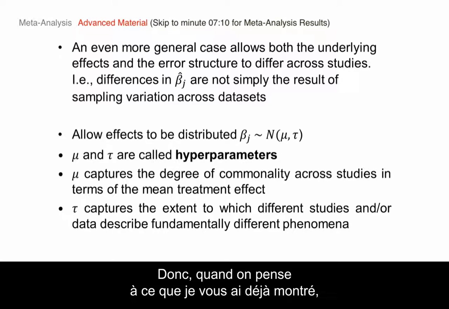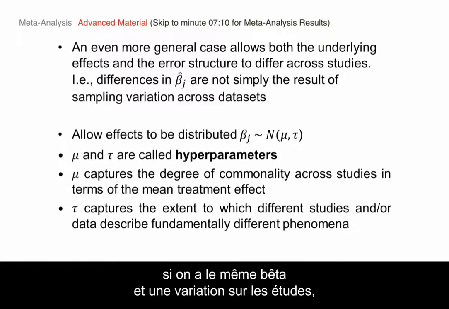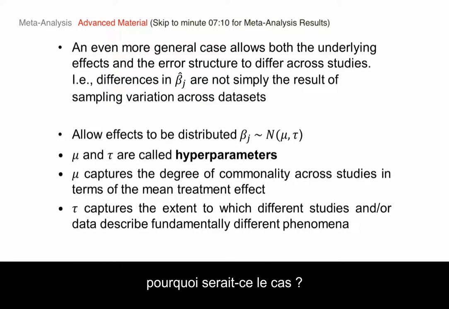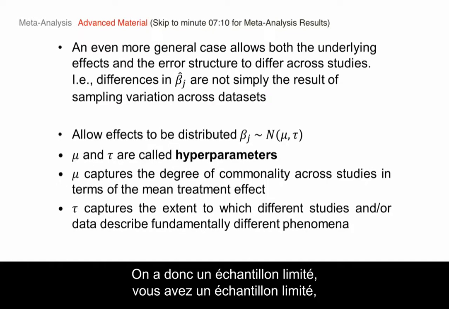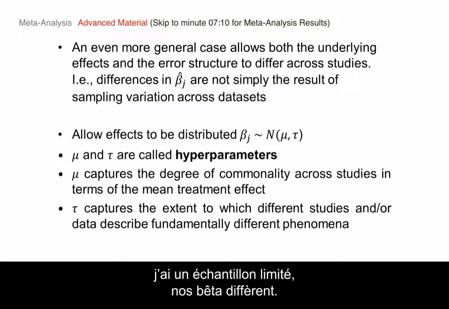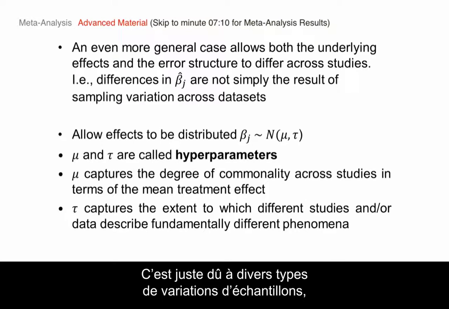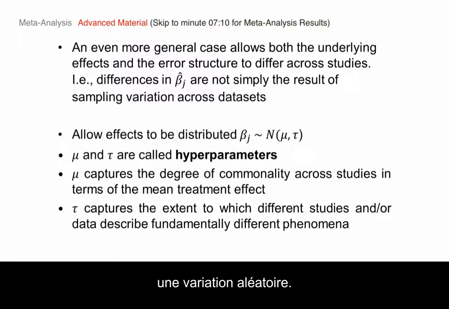So when we're thinking about what I've shown you before, if there's the same beta and there's variation across studies, why could that be the case? If they have the same beta, it must be due to sampling variation. So you have a limited sample, I have a limited sample, our betas differ. That's just because of various types of sampling variation, random variation.